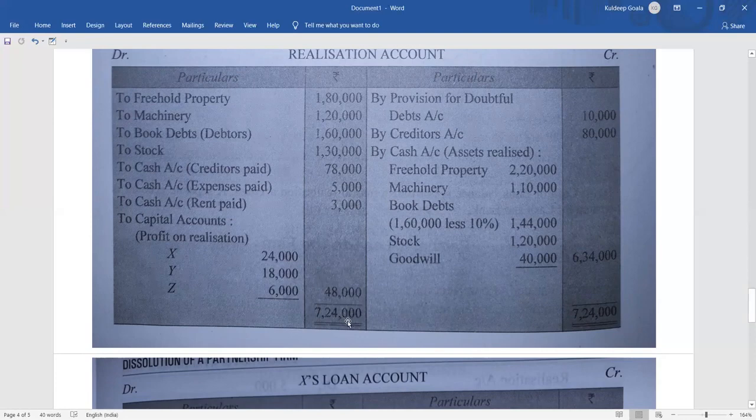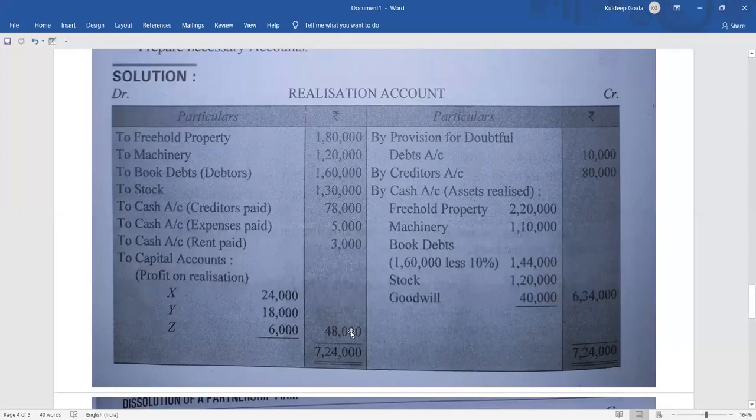In the first day's video we saw what the entry was: realization account debit, for transferring realization profit. Realization account debit to partners' capital accounts X, Y, and Z in the ratio of 4:3:1, as we have seen. So it is 24,000, 18,000, and 6,000 respectively.